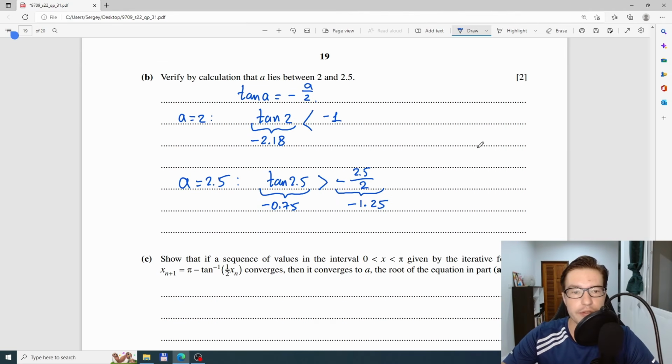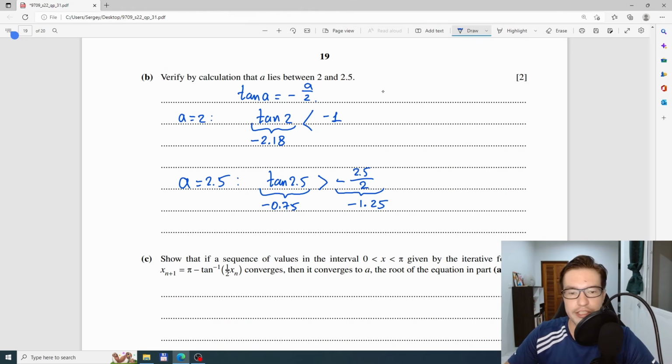Okay, now we have to verify by calculation that a is in between 2 and 2.5. So here's the point. If a equals 2, then the left side is smaller than the right side. If a equals 2.5, we have the opposite: the left side is bigger than the right side. So that means if a is somewhere in between 2 and 2.5, the left side must be equal to the right side. And don't forget to write this as some kind of conclusion, because if you do forget, you will lose 1 mark for that.